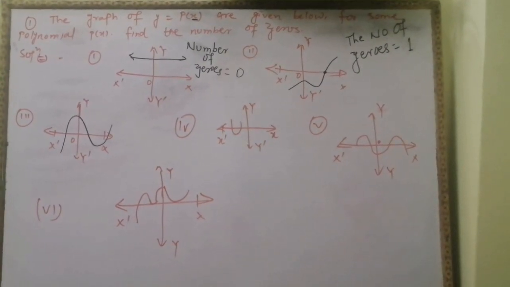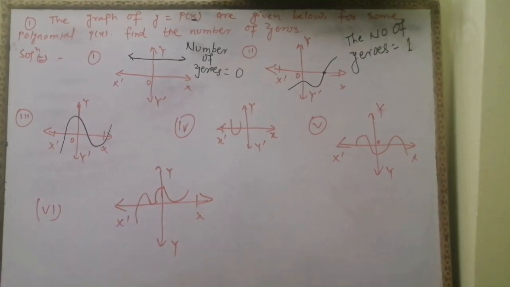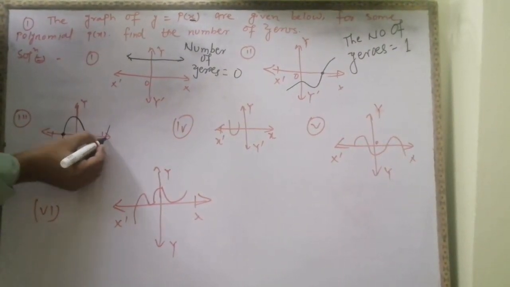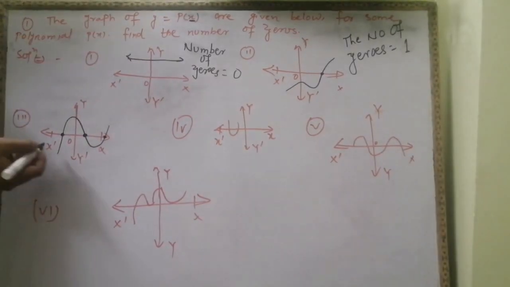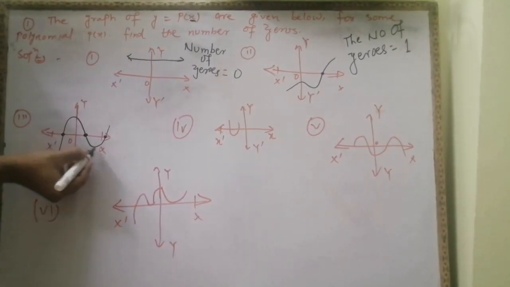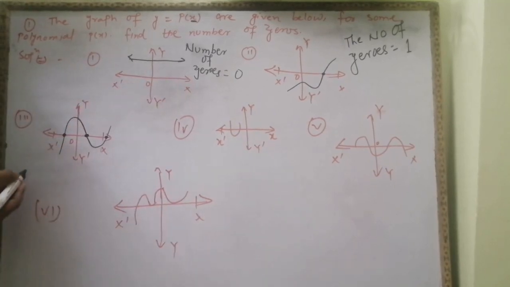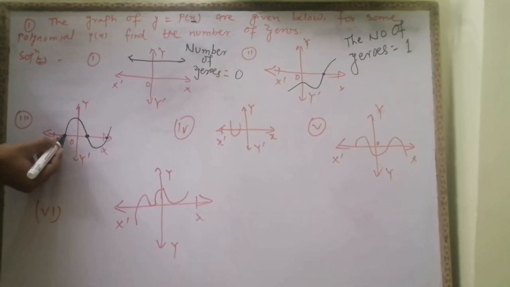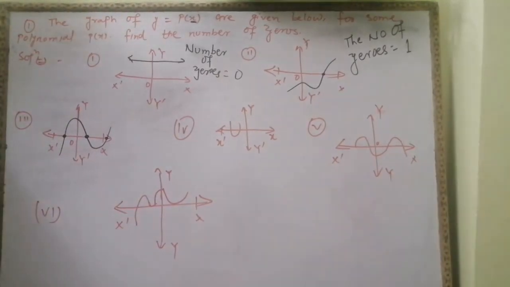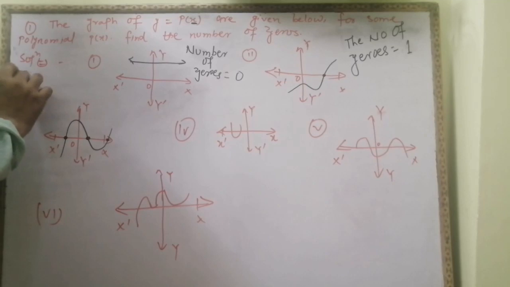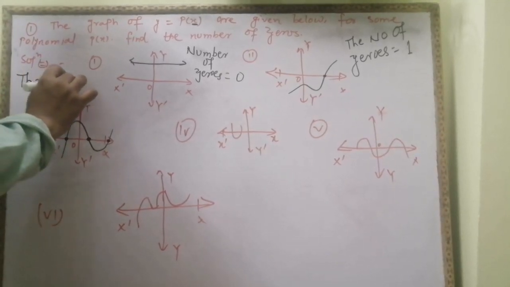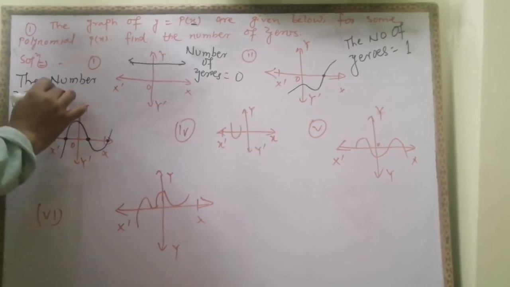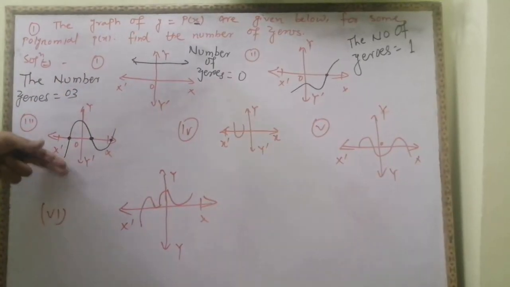Again, come to question number 3. Here you can see that the graph is cut by the x-axis at 1, 2 and 3. Again you can see that this graph, going in an infinite direction, cuts the x-axis at 3 different points, 1, 2, 3. So I can write that the number of zeros is equal to 3 for this case.